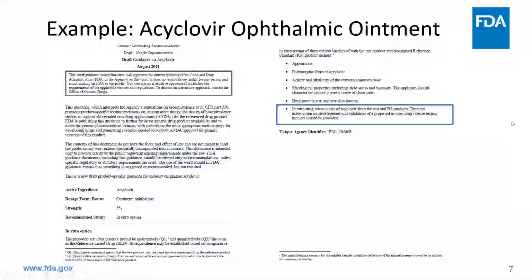as a highlight here, the in vitro drug release test of acyclovir from the test and reference standard products can be used as part of the characterization to support bioequivalence. This is in conjunction with other physical chemical characterization and also the precondition that the test product and RLD should be qualitatively and quantitatively the same.